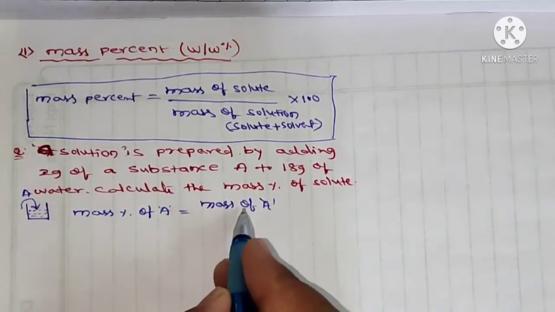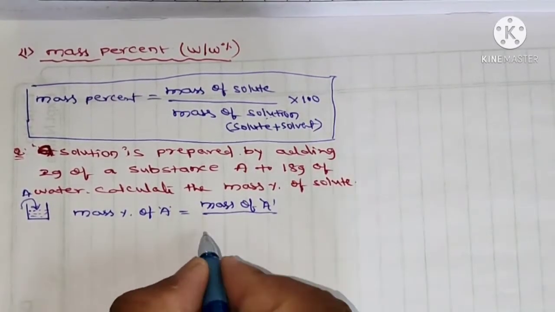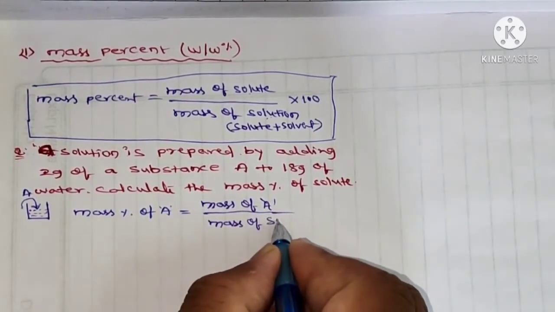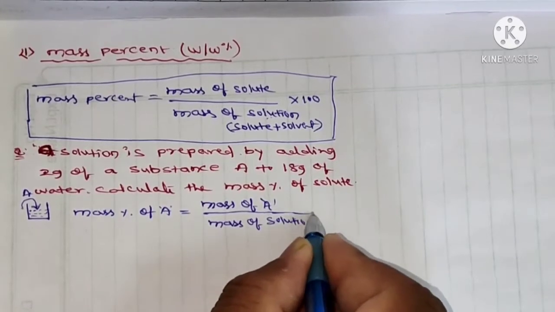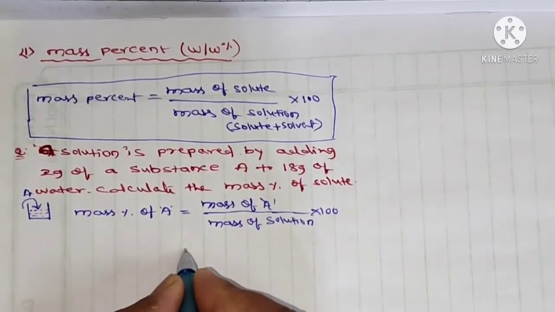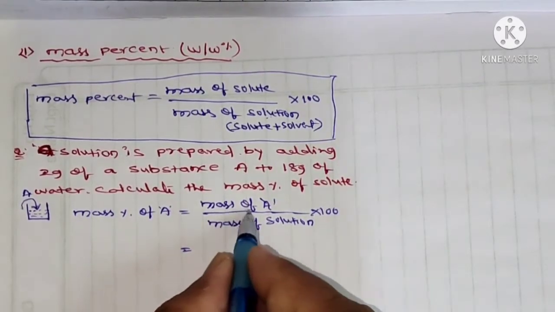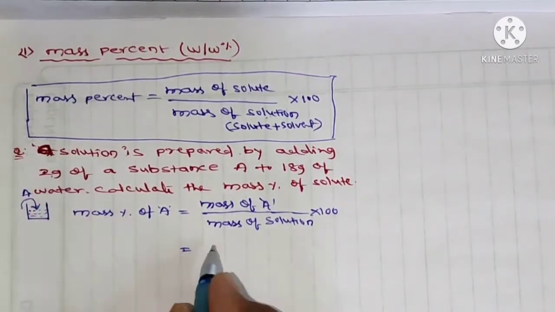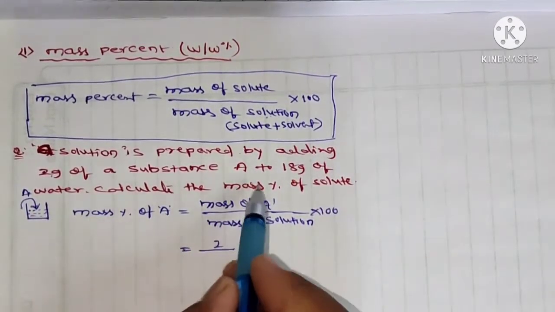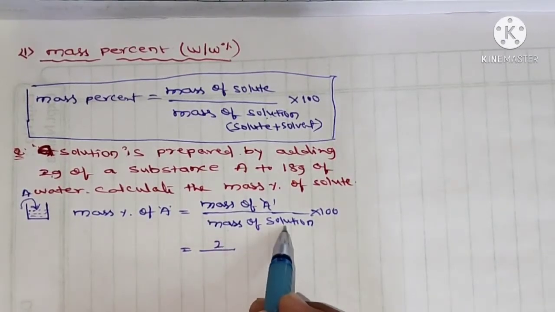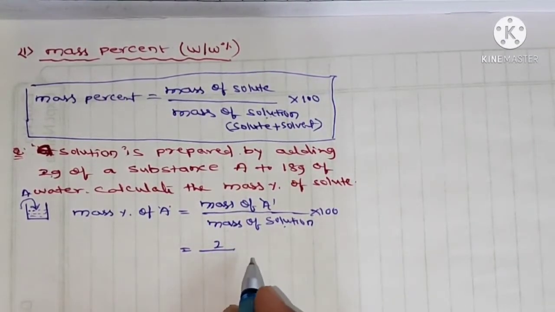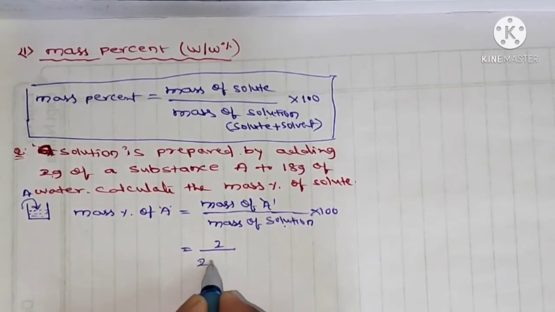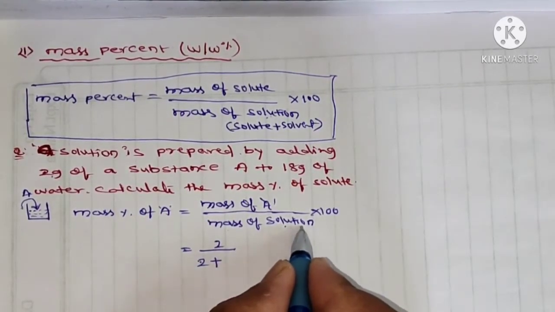So A is the solute. Mass of A divided by mass of solution, into 100, is equal to mass of A, which is 2 grams, divided by mass of solution. Solution means solute plus solvent. So solute mass is 2 plus solvent mass.